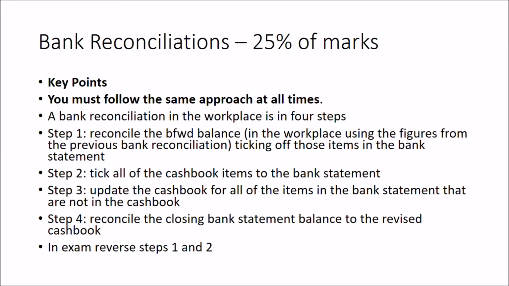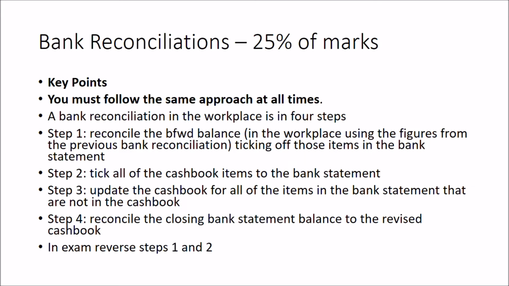In the workplace, rather than in the exam, the bank reconciliation is in 4 steps. Step 1 is we reconcile the brought forward balances between the bank statement and the cash book. That's actually the production of the previous month's bank reconciliation. Step 2 is we tick all the cash book items to the bank statement. So we tick all the items in the cash book that we can find in the bank statement, and we tick them off on both sides.